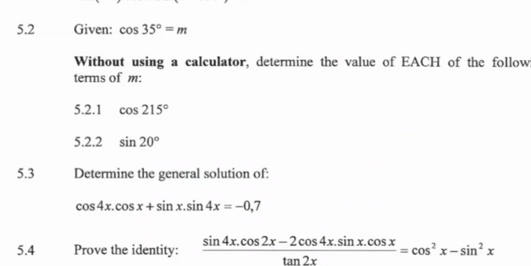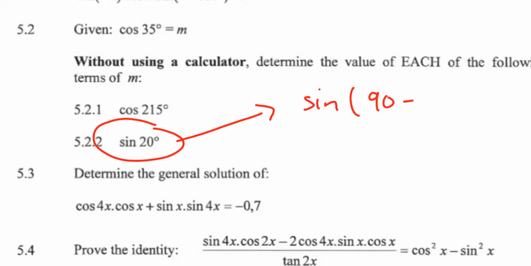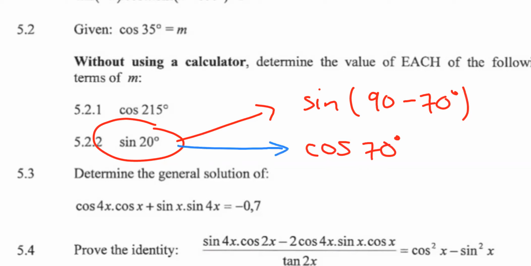Sir, isn't it that sine 90 minus theta is equal to cos theta? Yes. So then you would get cos 35. Correct. That is sine 90 minus 70. So you're calling 70 the theta, and then this is equal to cos theta, or cos 70. Yeah. That's why I just straight away said that sine 20 is equal to cos 70.